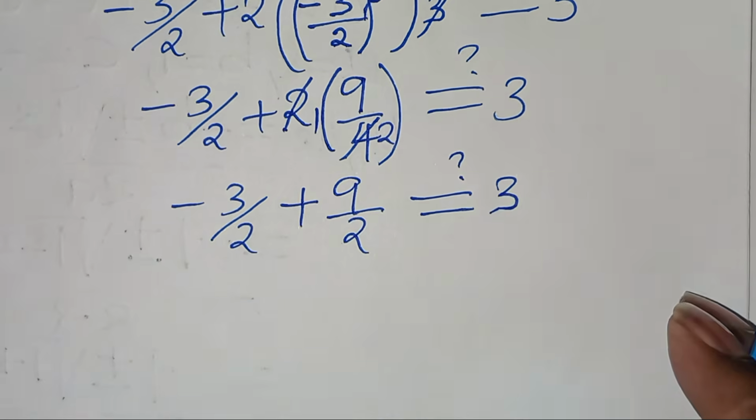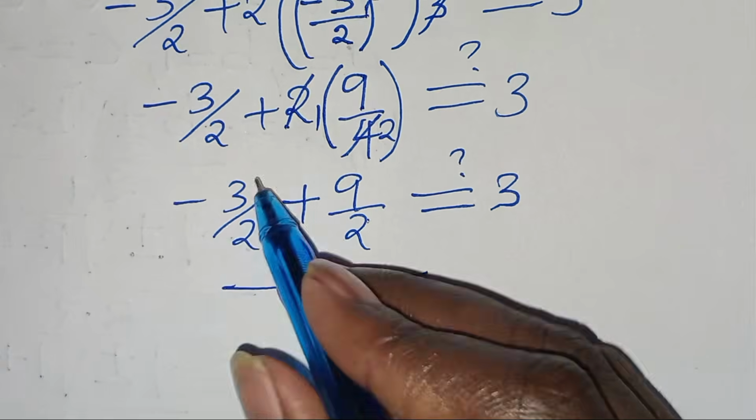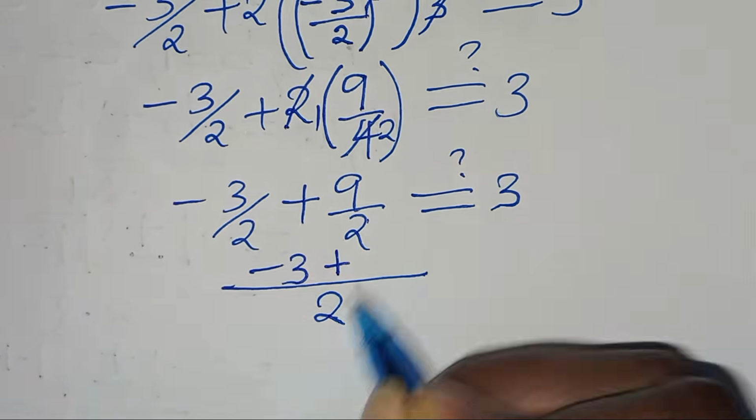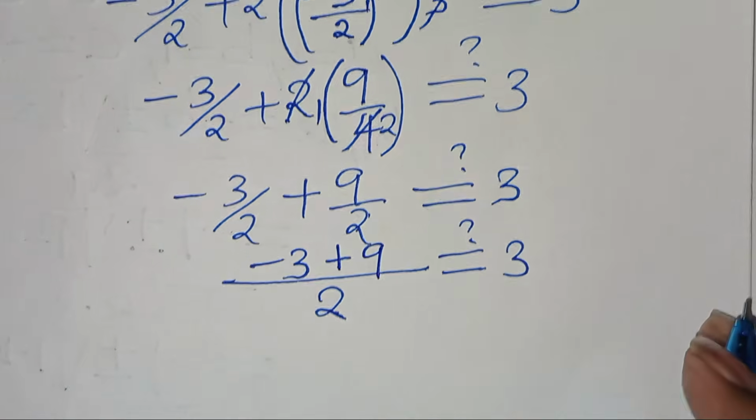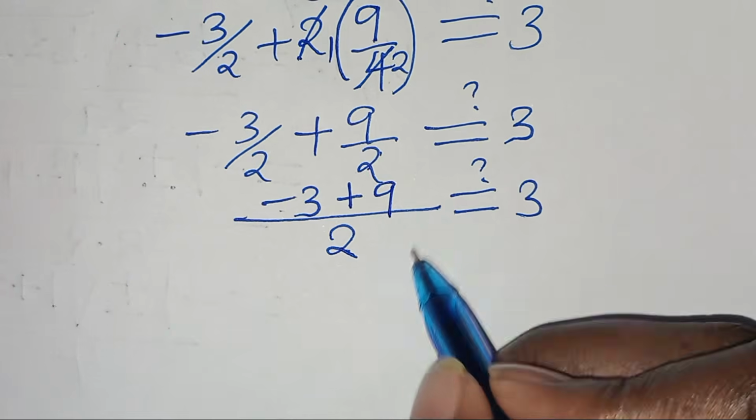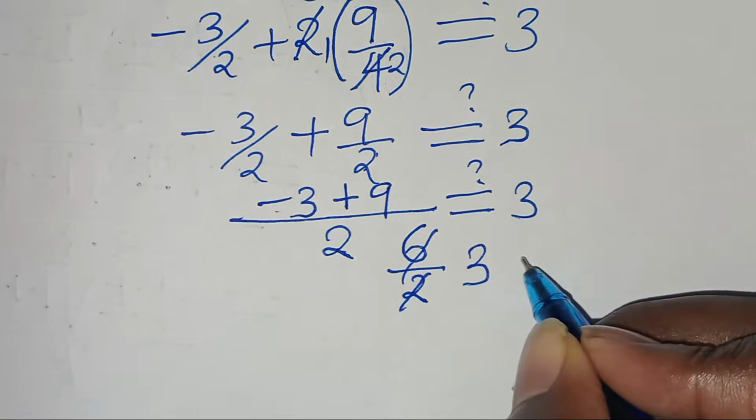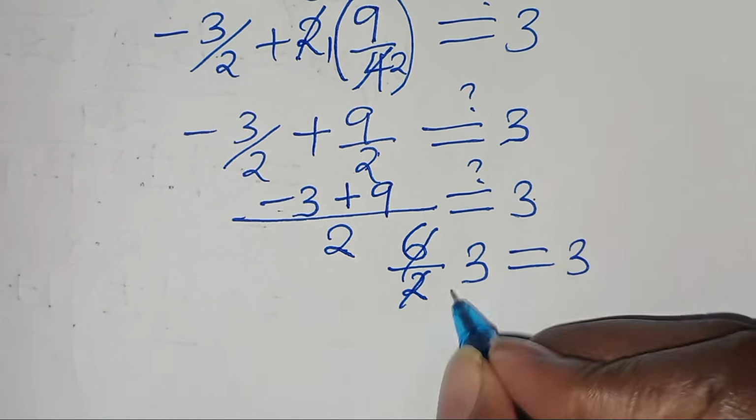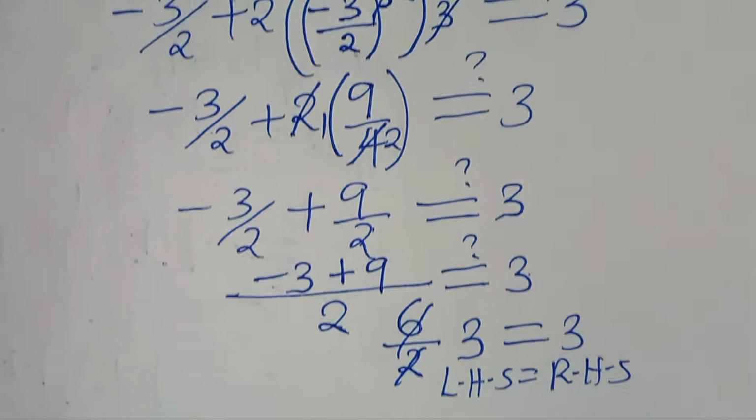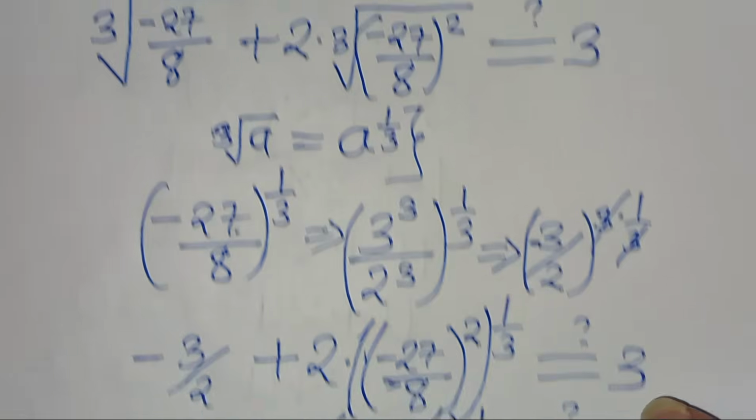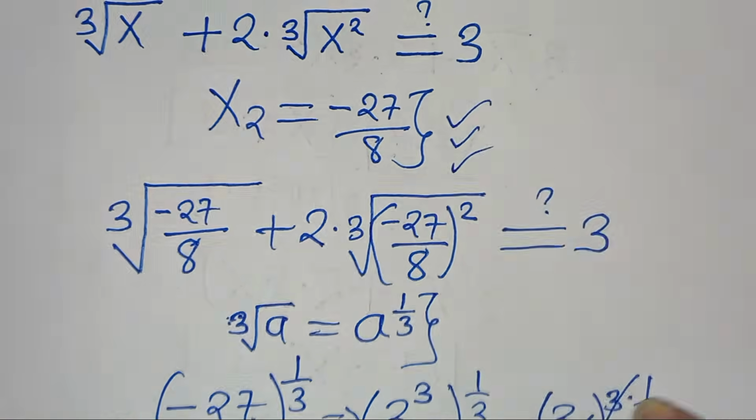So we have the LCM here is 2. 2 divided by 2 is 1 times minus 3, this is minus 3. Then plus 2 divided by 2 is 1 times 9, this is 9. And this should give us a value of 3. So it's clear that minus 3 plus 9 is equal to 6 over 2. If you simplify here, this is equal to 3. And this is equal to 3. So the left-hand side is equal to the right-hand side. And this implies that x2 here, which is equal to minus 27 over 8, also satisfies the equation.